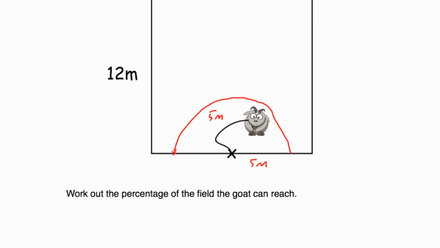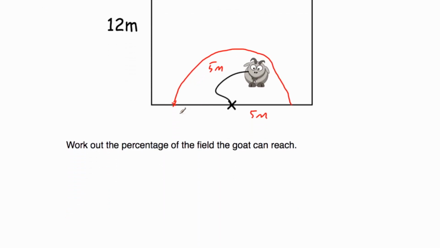So first of all, let's find the area of that semicircle. So if it was a whole circle, the area of the whole circle would be pi r squared, or pi times 5 squared. So we would do pi times 5 squared to get the area of the whole circle. So pi times 5 squared is equal to 25 pi, or 78.5398816 and so on meters squared. So that's the area of this whole circle. Now we need to half it to find the area of the semicircle, or the area of the field that the goat can reach.